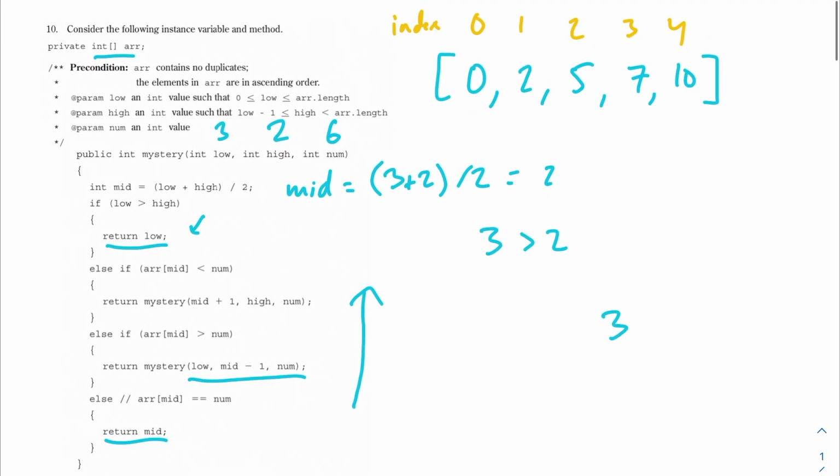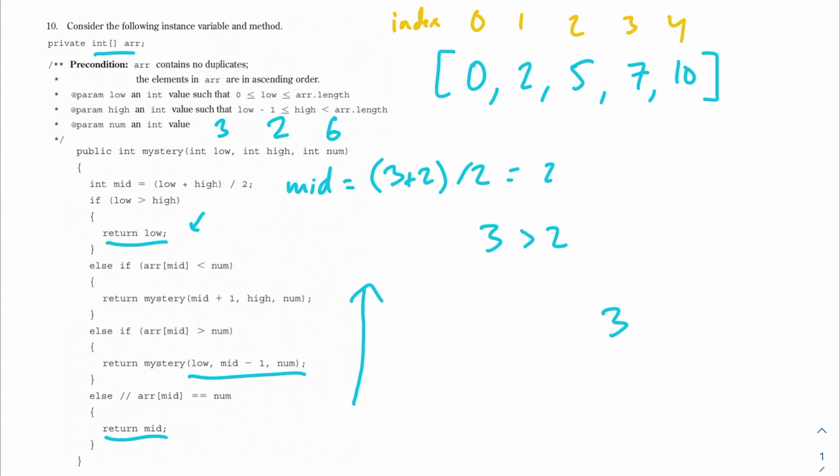So how do we know that we needed to return? The last call to mystery was when we had found that the array at the midpoint between low and high was greater than num, right? And then once we had found that there wasn't a mid in between low and high, once our low had become too large, then we returned our low.